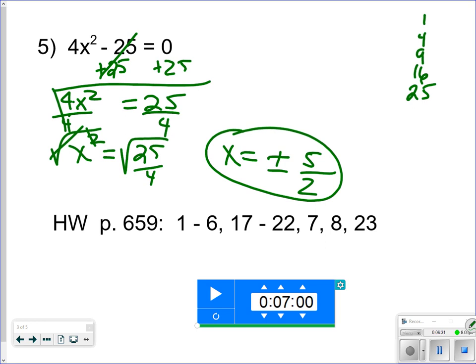All right, so I want you to start the first half. This is on page 659. Go ahead and hit pause, work on those, and when you're ready, come on back and finish the notes.